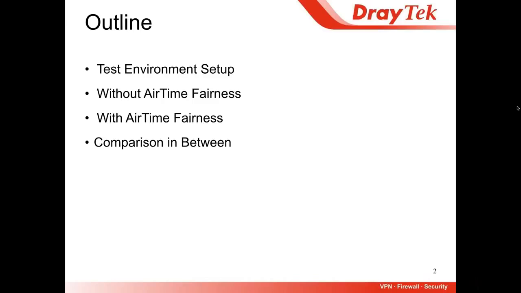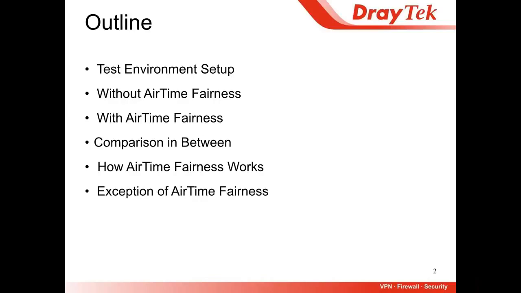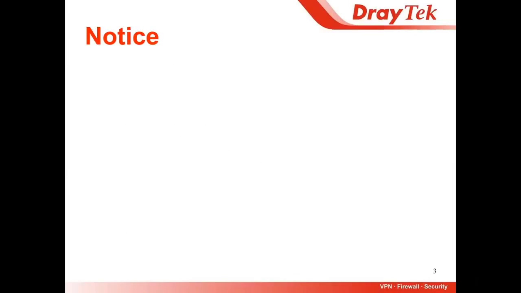Based on the results, I start to explain how airtime fairness works. Sometimes there could be some exceptions of airtime fairness. Based on these test results, I also explain the exceptions of airtime fairness. Then the summary and the QA.